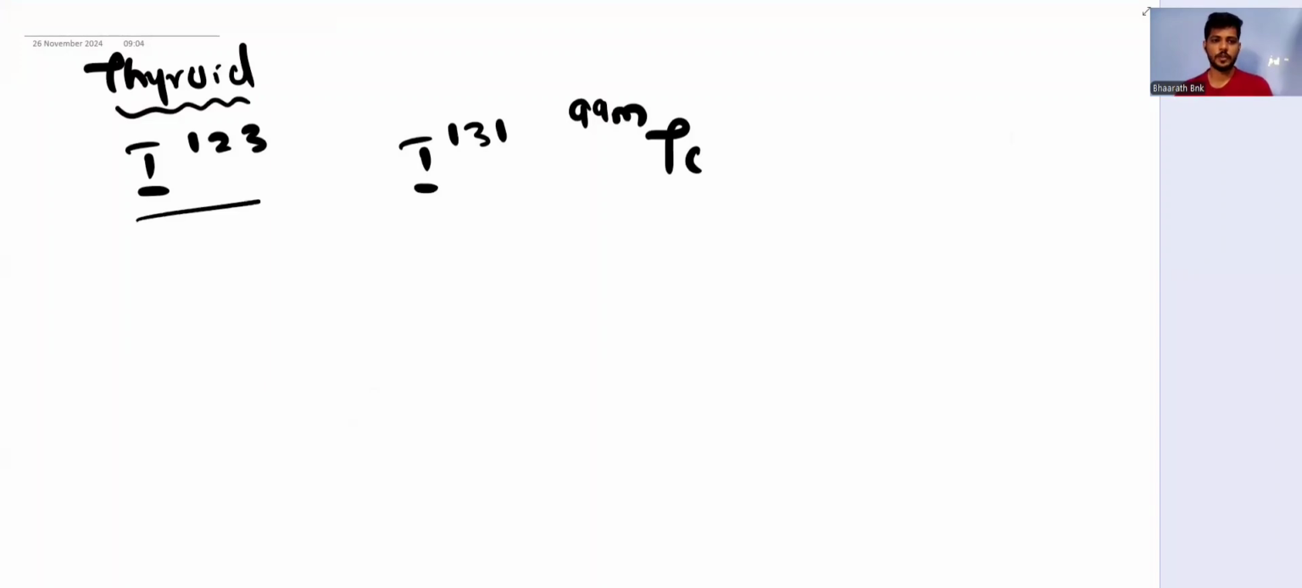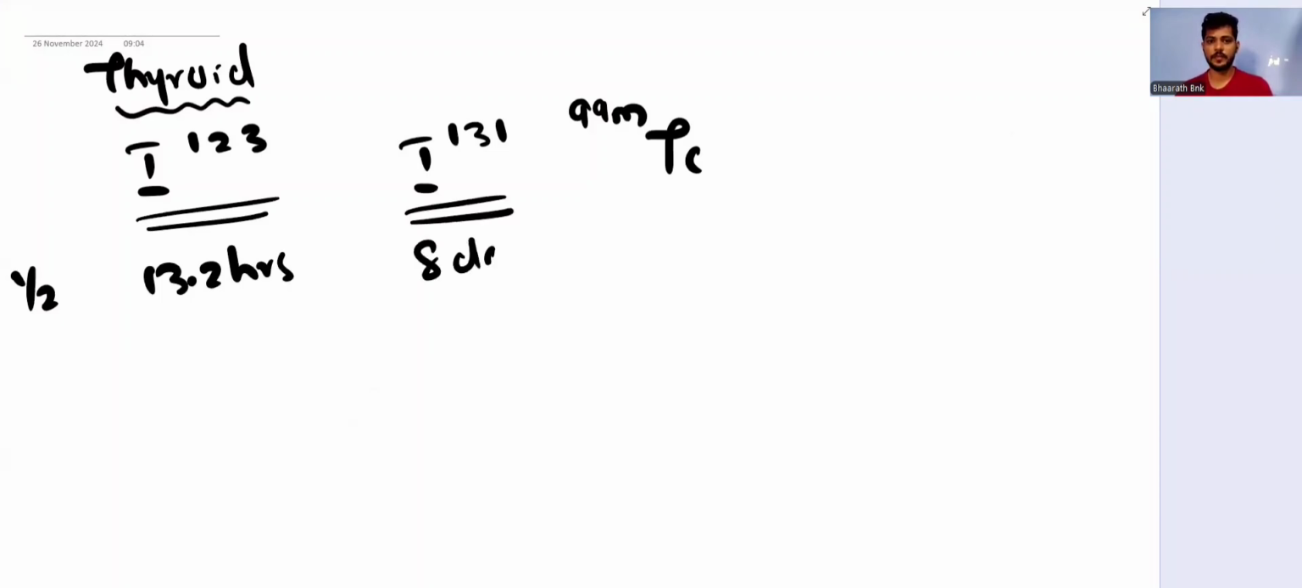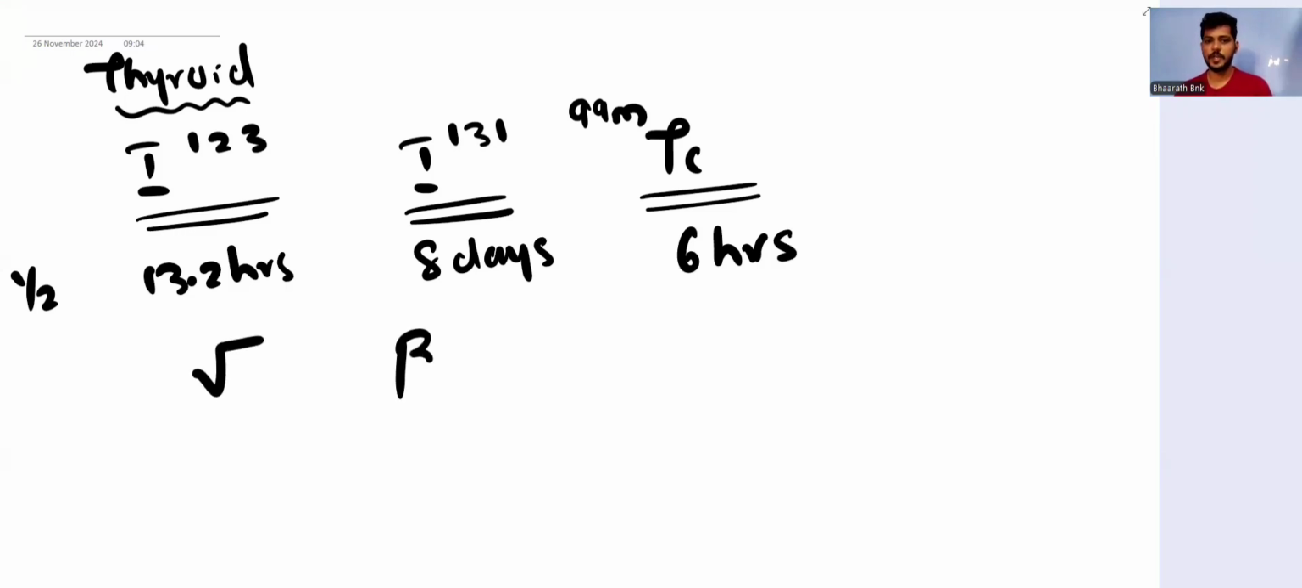Now, iodine 123 has a half-life of about 13.2 hours. Iodine 131 has a half-life of about 8 days, and technetium-99m pertechnetate has a half-life of about 6 hours. Iodine 123 emits gamma radiation, iodine 131 emits beta particles plus gamma radiation, and technetium emits gamma radiation.